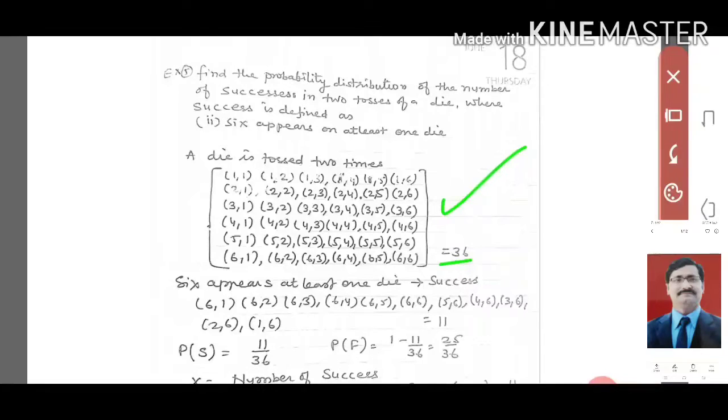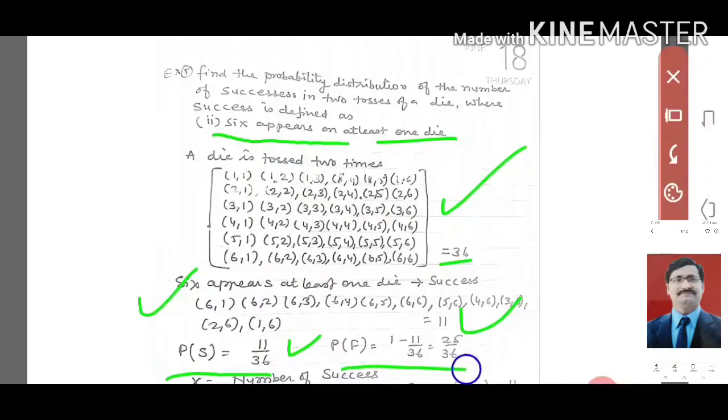From these you have to take the cases where 6 appears on at least one die. So in these cases we have a total of 11: 6 1, 6 2, 6 3, 6 4, 6 5, 6 6, 5 6, 4 6, 3 6, 2 6 and 1 6. So look here, the probability of success, meaning we get at least one 6, is 11 by 36, and the probability of failure will be 25 by 36.